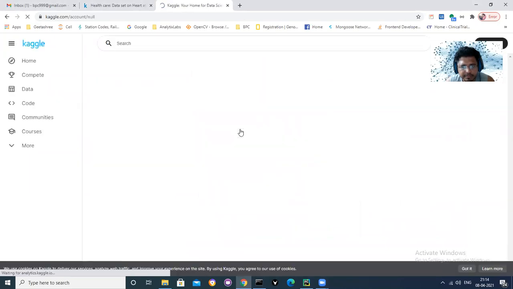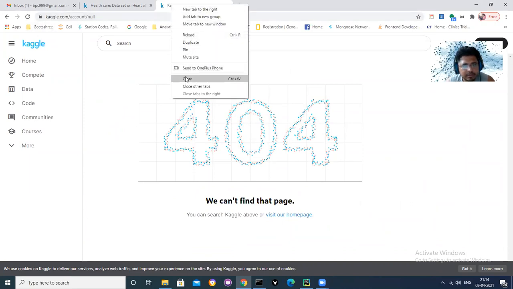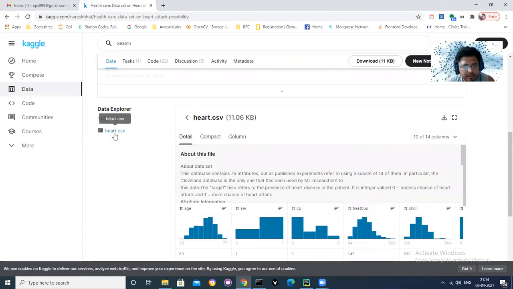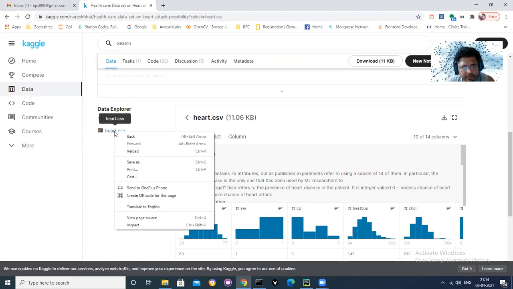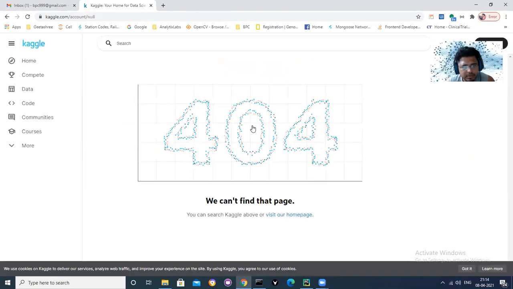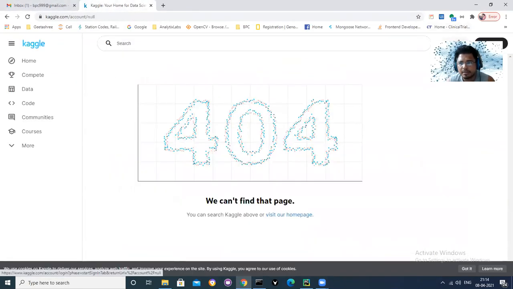Oh, I need to sign up. Can't find this page. What happened? Hard.csv. Download. Sign in Google and can't find the page. You are not signed into Google, it looks like. No, I am signed in, right? Showing account null.